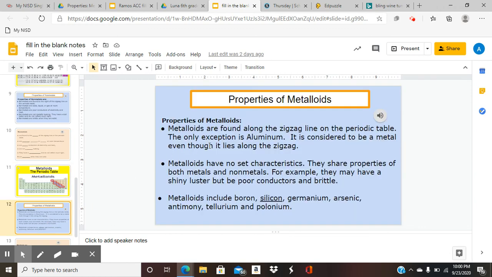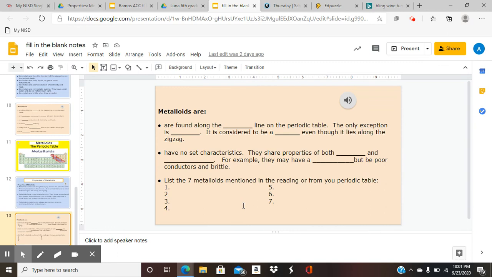These are the physical properties of a metalloid. Metalloids are found along the zigzag line on the periodic table. The only exception is aluminum. Remember, aluminum is a metal. Metalloids have no set characteristics. They share properties of both metals and nonmetals. Just like the example I gave you, they could have a shiny luster, but be poor conductors and brittle. Some examples of metalloids include boron, silicon, germanium, arsenic, antimony, beryllium, and polonium.